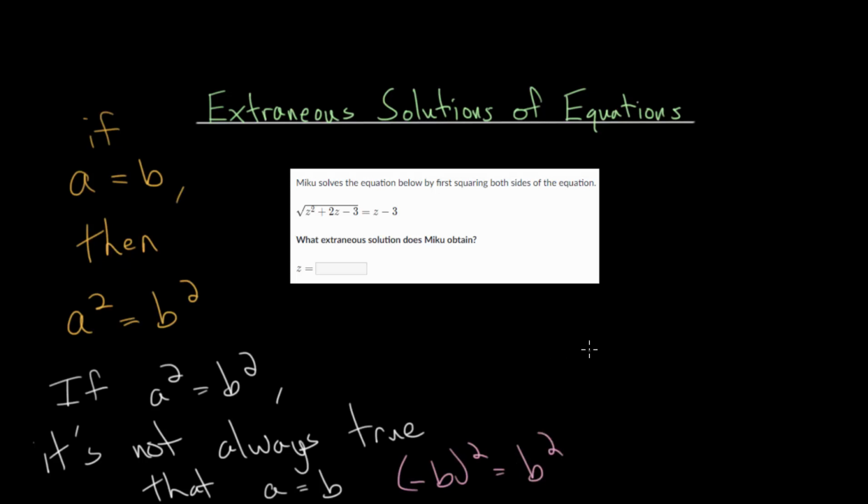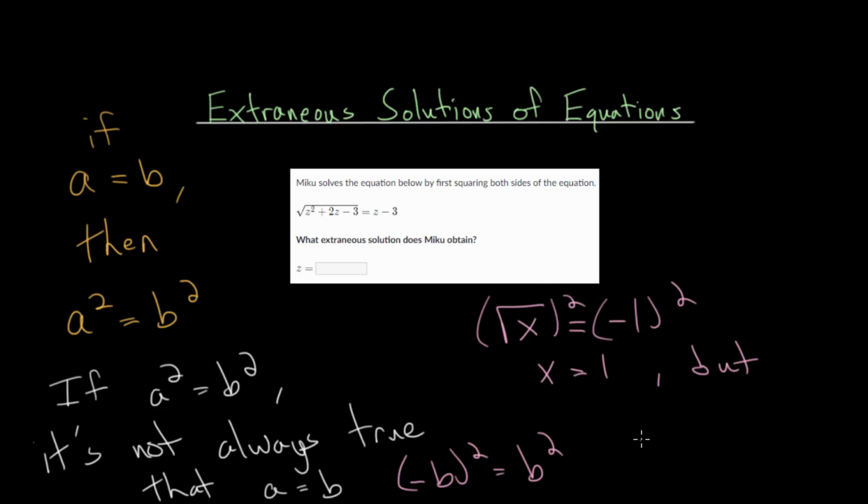And we can consider a specific example. Let's say that the square root of x is equal to -1. If we try to solve this equation, we'll square each side of this, and we get that x is equal to 1. But when x is equal to 1, if we plug that in, we get the square root of 1 is equal to -1.